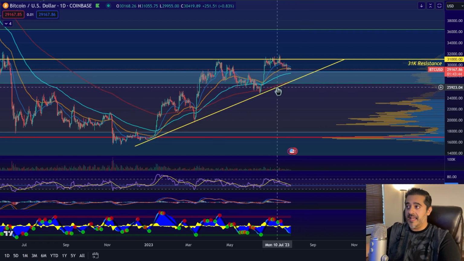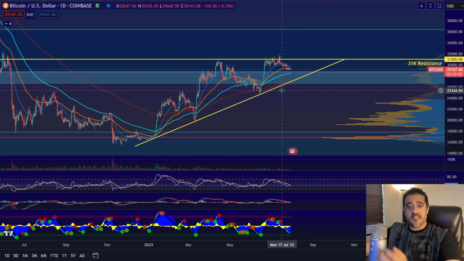Now, assuming that doesn't happen and we continue going sideways like we are, and we don't get that information about ETFs until closer to the deadlines, which are near April, like right around the halving.